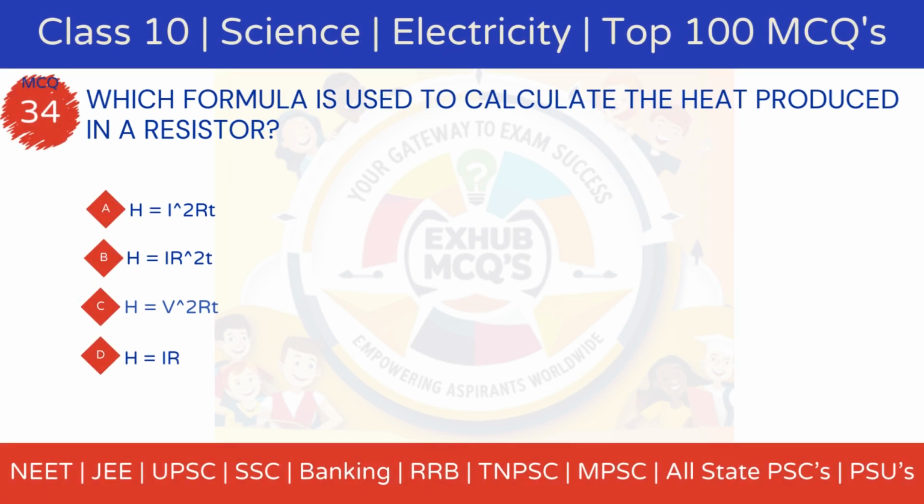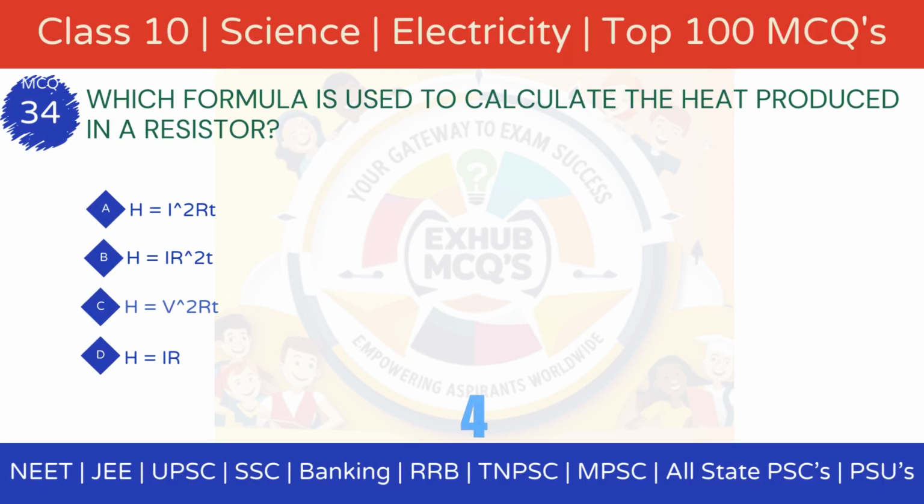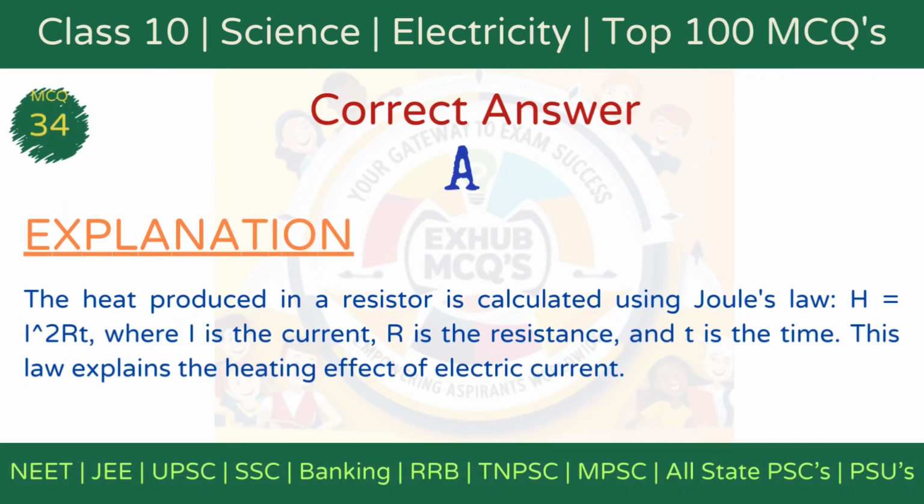MCQ 34. Which formula is used to calculate the heat produced in a resistor? Option A, heat equals current squared multiplied by resistance and time. Option B, heat equals current multiplied by resistance squared and time. Option C, heat equals voltage squared multiplied by resistance and time. Option D, heat equals current multiplied by resistance.